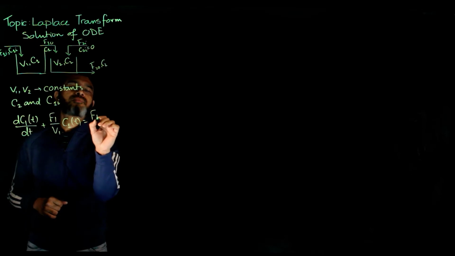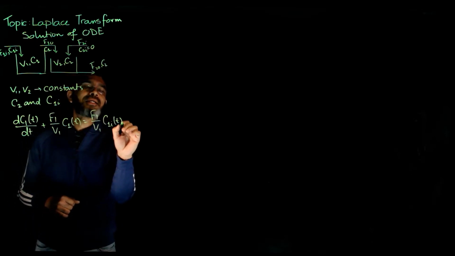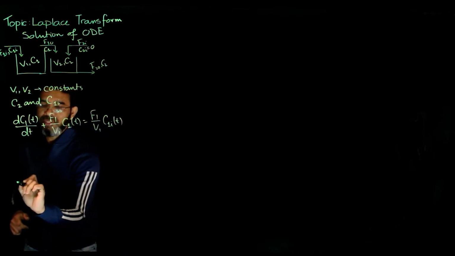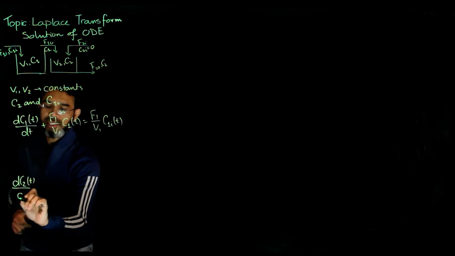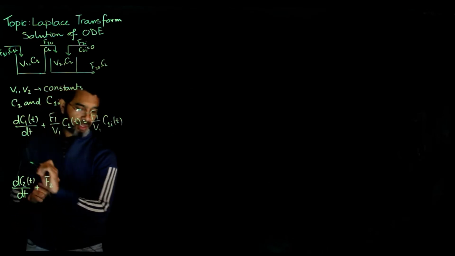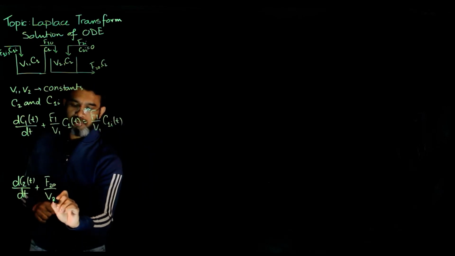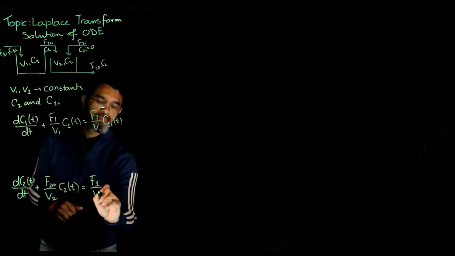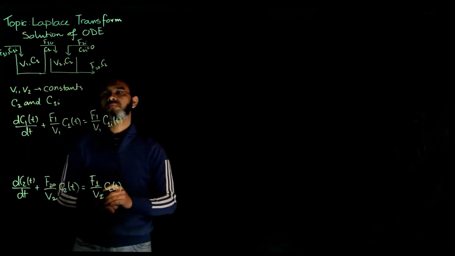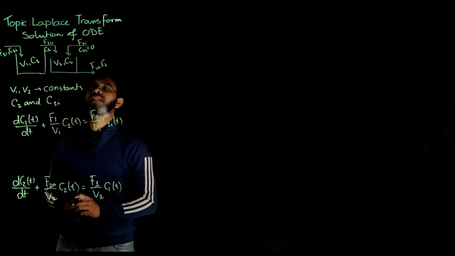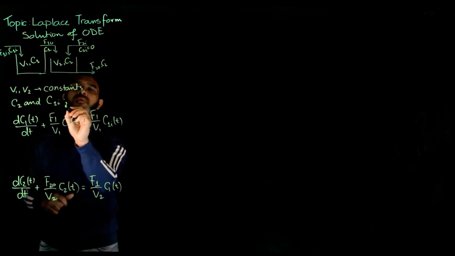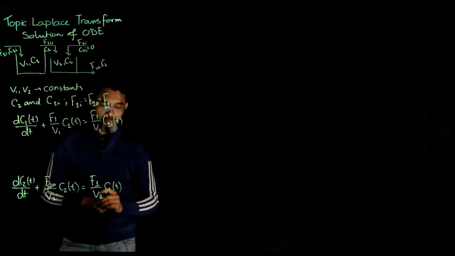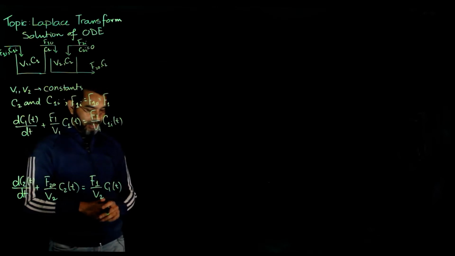For this case, we derived the first principle model as dC1(t)/dt plus F1/V1 C1(t) equals C1I(t). This was from the component balance equation in the first tank. And for the second tank, we get a similar equation, dC2(t)/dt plus F2o/V2 C2(t) equals F1/V2 C1(t). Here we consider that F1i equals F1o, so we used the notation F1.